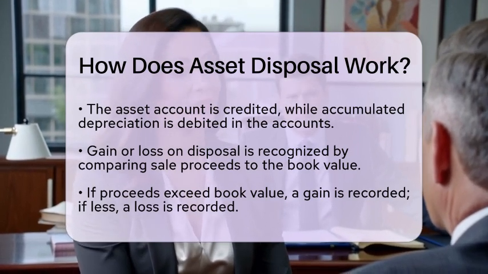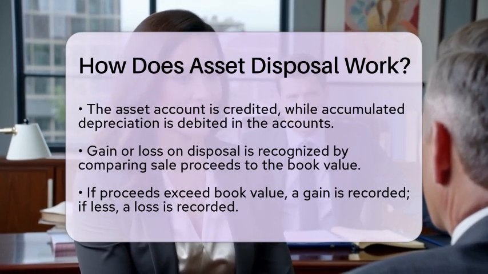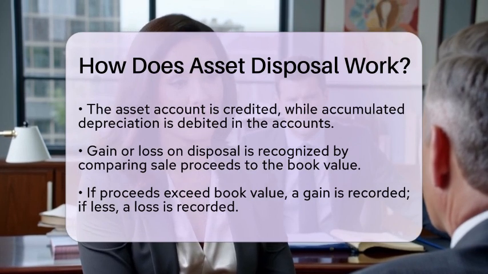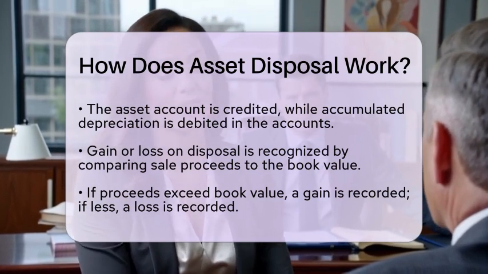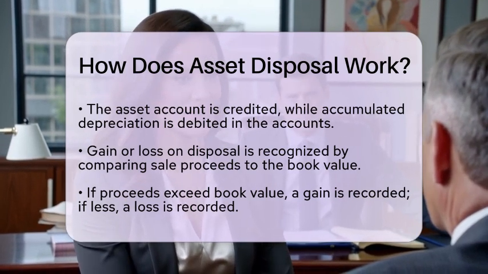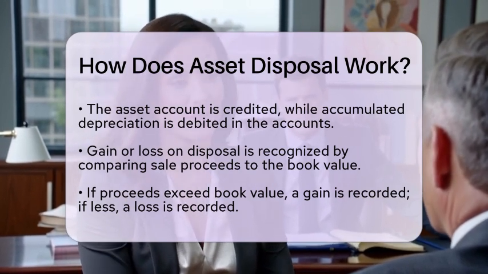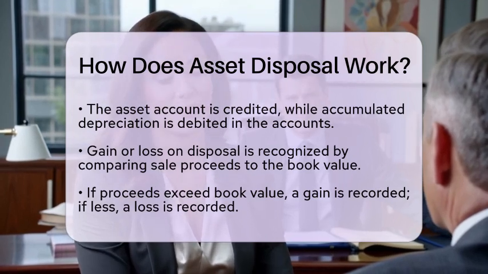There are also special cases to consider. If an asset is stolen or destroyed, the loss is recorded as an expense, reflecting the asset's net book value. If the asset is fully depreciated and scrapped, it is recorded by removing the asset and accumulated depreciation from the books without recognizing any gain or loss.